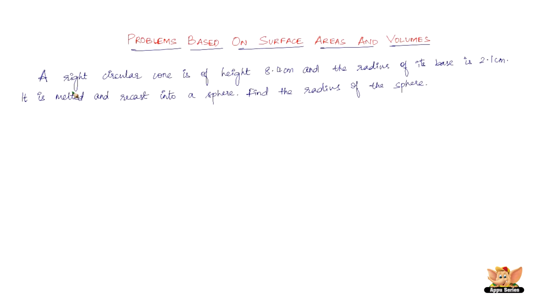So what we've got here is a right circular cone of height 8.4 centimeters, and the radius of its base is 2.1 centimeters. It is melted and recast into a sphere. Find the radius of the sphere. So again, the concept is exactly the same, all right?